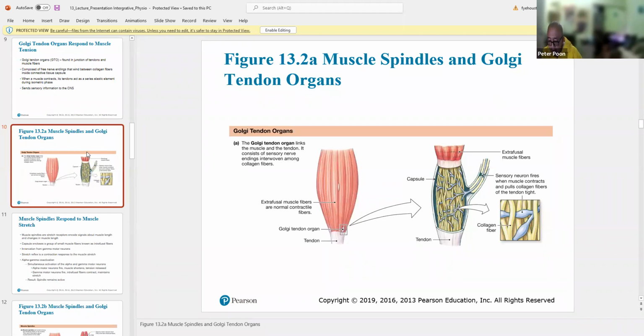When you're lifting too much weight, the Golgi tendon organs fire, and they actually cause the release of the muscle. So you drop the load instead of hurting yourself. If you're trying to pick up something really heavy and you can't, or if someone puts something really heavy on you, you can't hold it. It's too heavy for you. You automatically let go, and that's the Golgi tendon organ working.